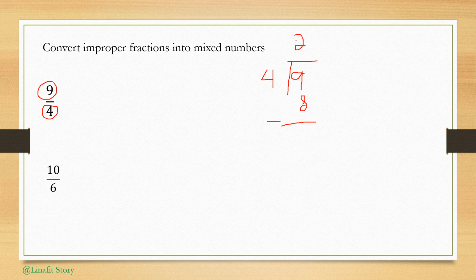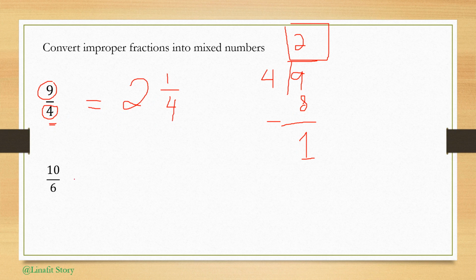Don't forget, you have to write down the whole number here. So 9 minus 8 equals 1. So the remainder equals 1. So after that, 9 out of 4 equals 2. Then you write down the remainder above the denominator. So 1 out of 4.